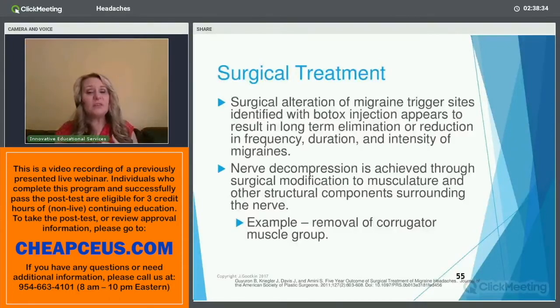There was some validity, then, to the fact that there are these different trigger points that can be alleviated to help individuals by surgically changing the anatomy in the area. For them, it eliminated the symptoms. There are many different ways they're looking at managing migraines for individuals, between medication as well as surgical interventions.